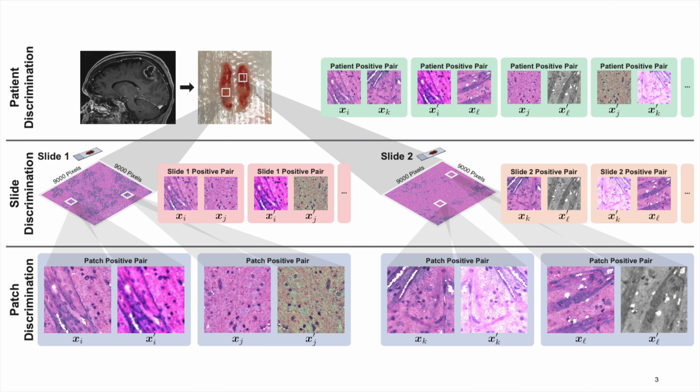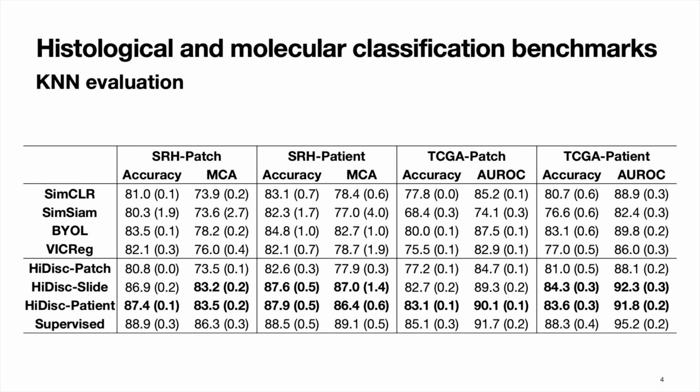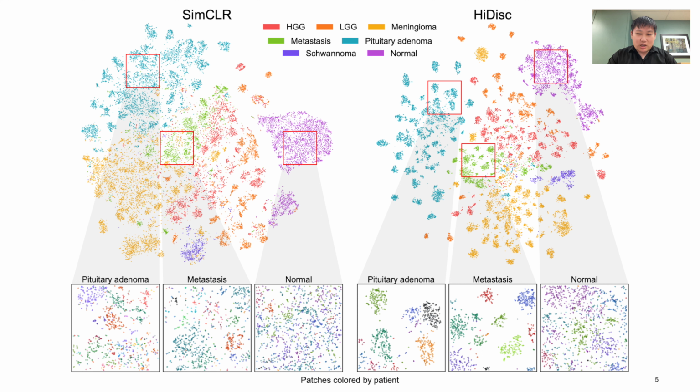Therefore, we define positive pairs based on a common ancestry in the data hierarchy to learn a slide and patient level discrimination. We benchmark HiDisc on two image modalities and demonstrate that HiDisc outperforms the state-of-the-art methods. Qualitatively, HiDisc also achieved better feature learning and class separation. Now let's dive into more details.